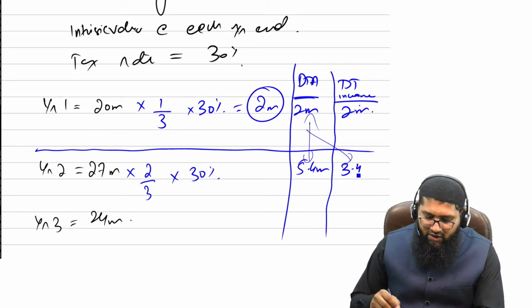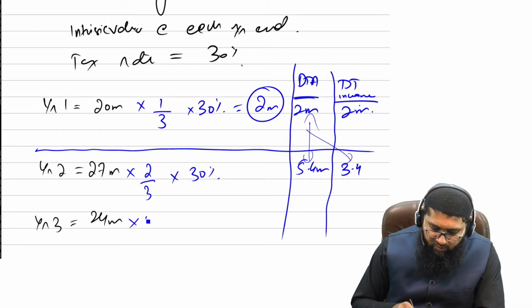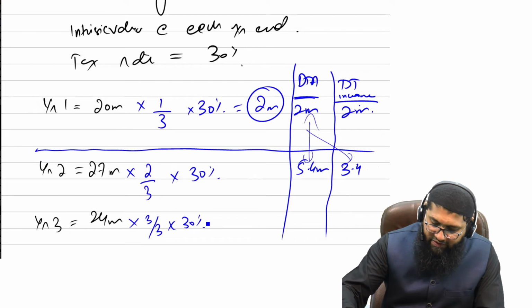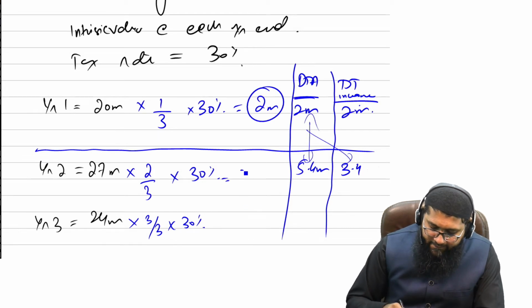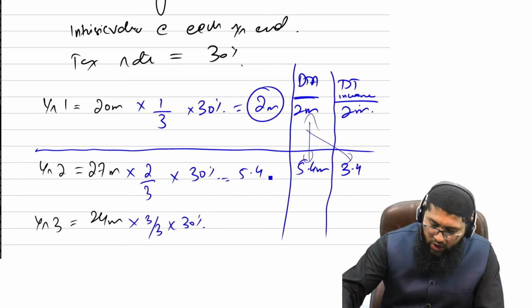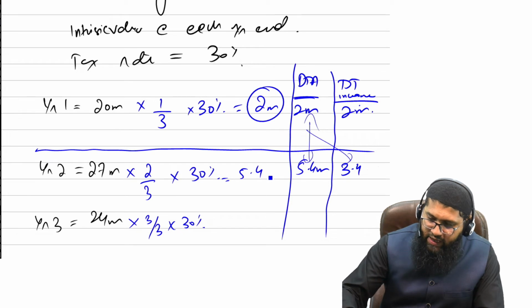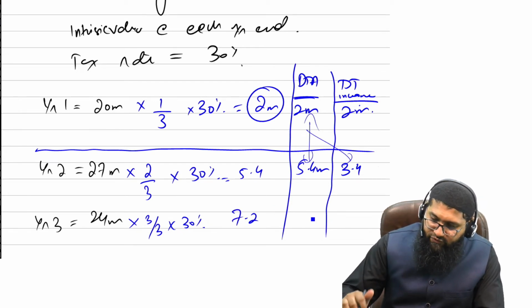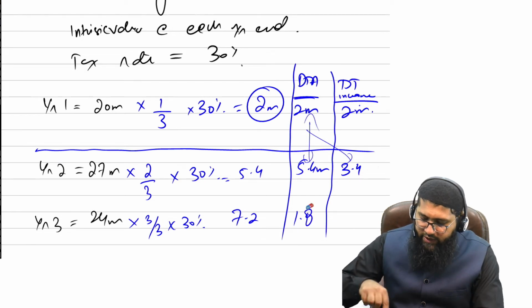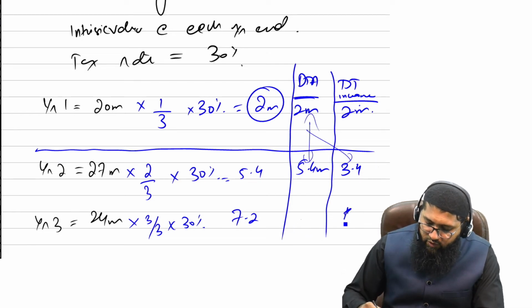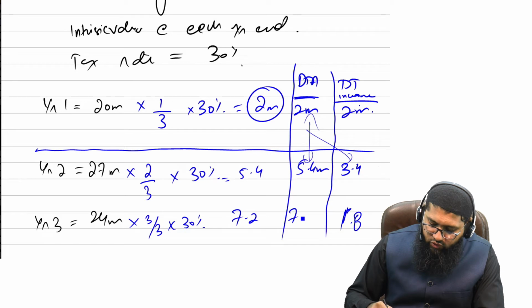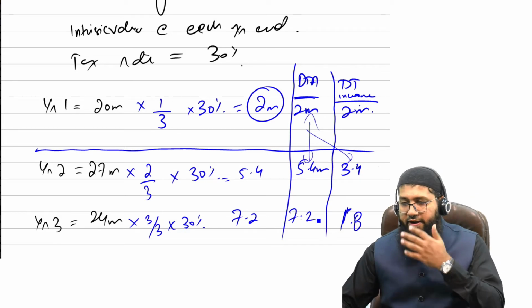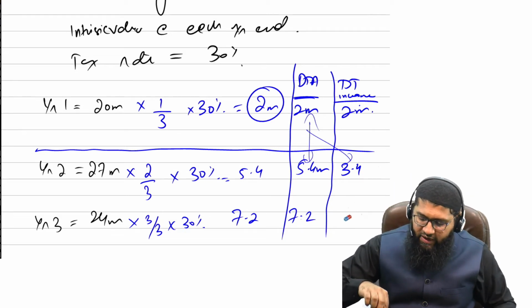Okay, now in year 3 you multiply by 3 upon 3 into 30%. So it is going to be 24 into 3 divided by 3 into 30%, which gives you 7.2. 7.2 minus 5.4 is 1.8, which is what is going to be shown. Do you get it now? 1.8 is the income that is going to be shown.